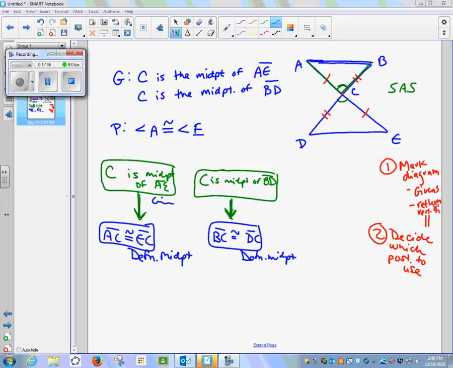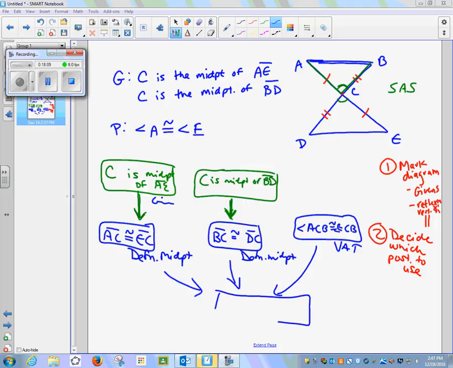Oh, okay, so then since we marked vertical angles congruent, we want to make sure we make that a statement. Angle ACB is congruent to angle ECB. That's vertical angle theorem. Now we've got our three congruences. We can point them all three to a statement that says triangle ACB congruent to triangle ECB, and we said we were going to use SAS.